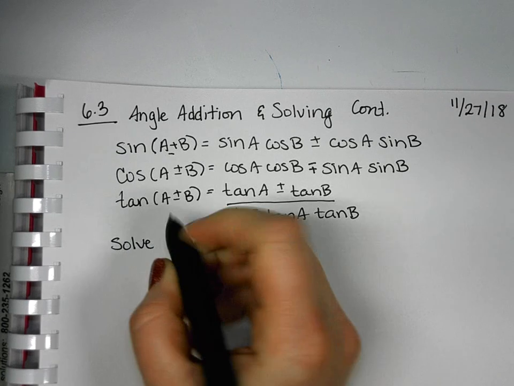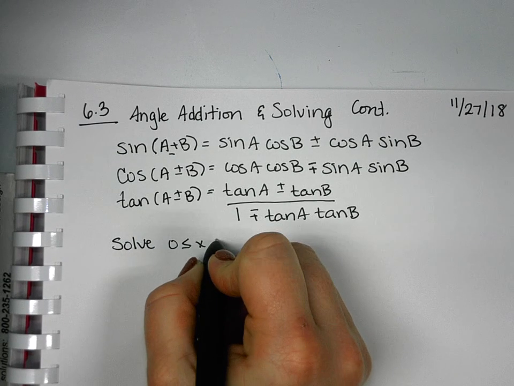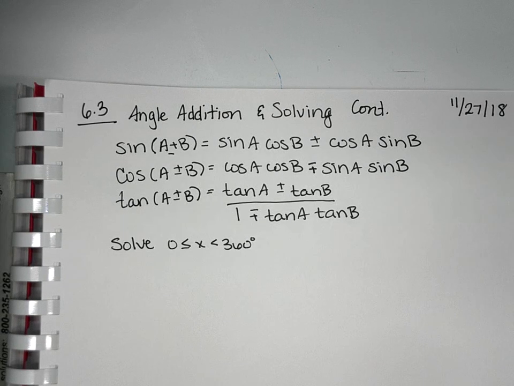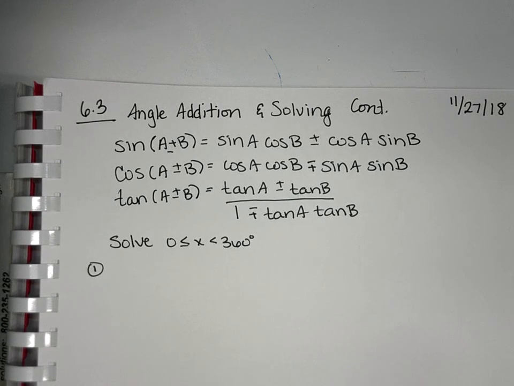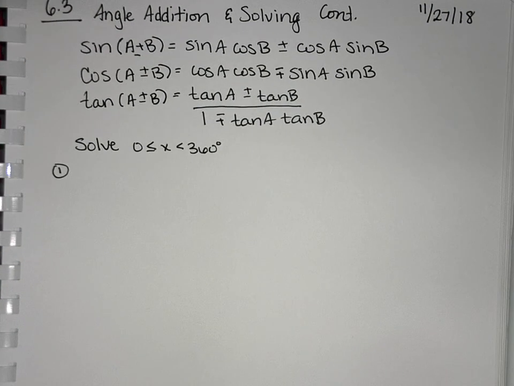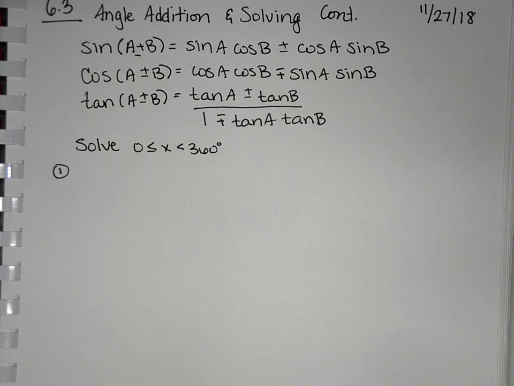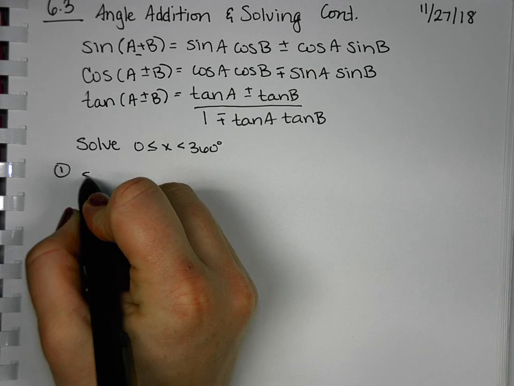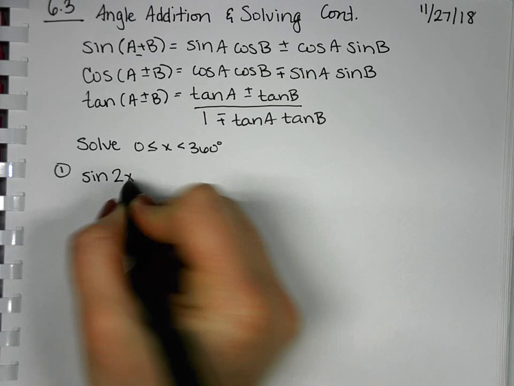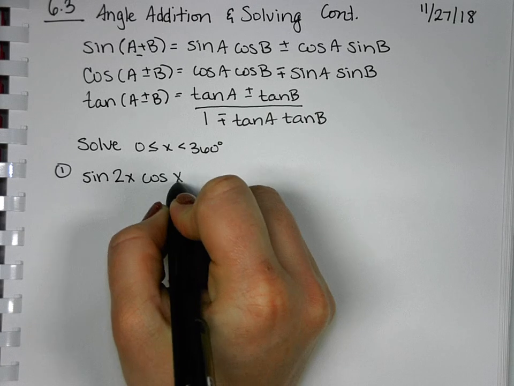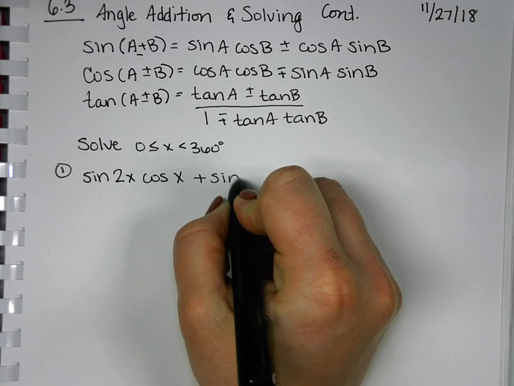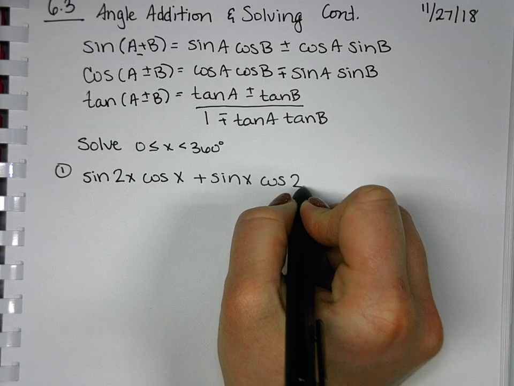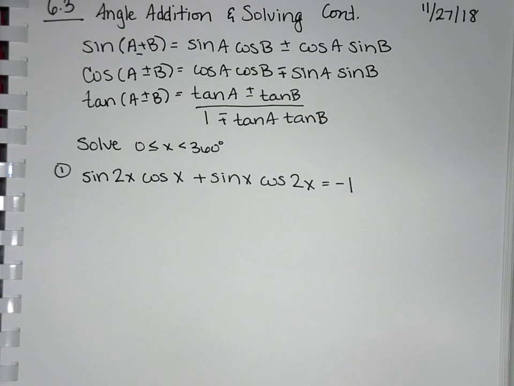And we're solving on the interval from 0 to 360. And we're going to go through 3 examples here, just to kind of refresh our memories, as well as to look at some different methods that we might end up having to use. So this first one that I want to go through with you is sine 2x cosine x plus sine x cosine 2x equals -1.